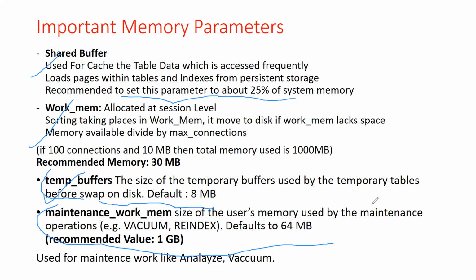So these are the 4 memory parameters, not as complex as Oracle or other databases. There are only 4 memory parameters. One is shared buffer, which is at the cluster level, not at the database level or user level. Work memory is at the session level, used for sorting and hashing scenarios. Temporary buffers are used only when a temporary table is created. Maintenance work memory is used whenever we're doing any vacuuming or re-indexing kind of work.